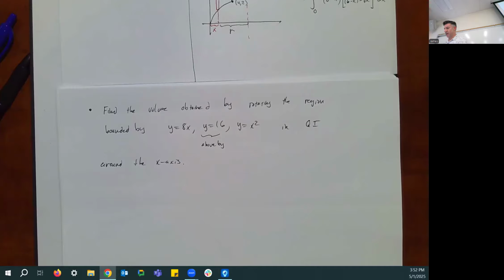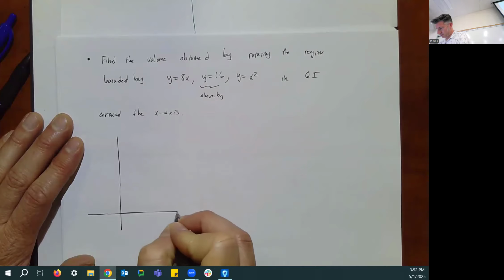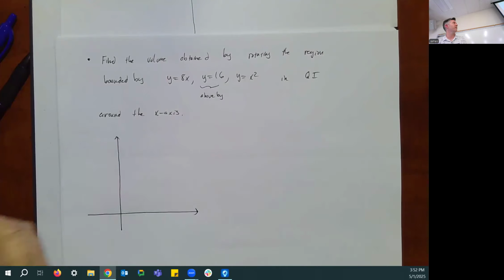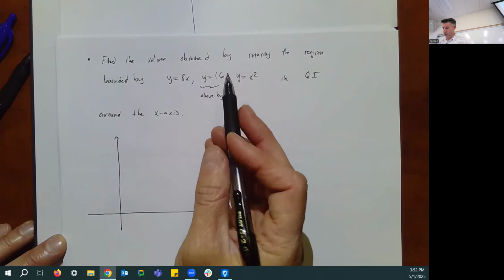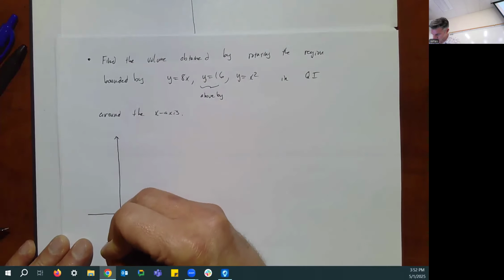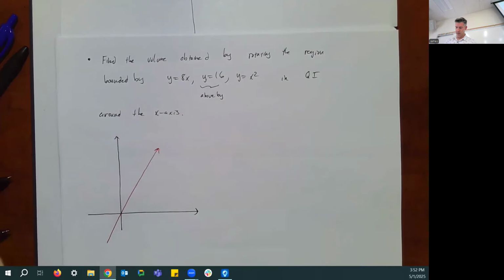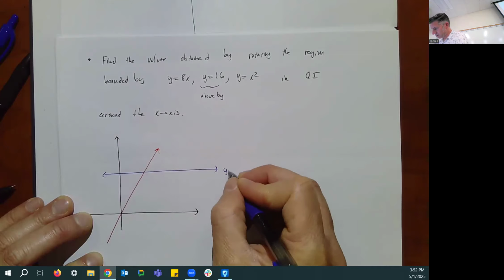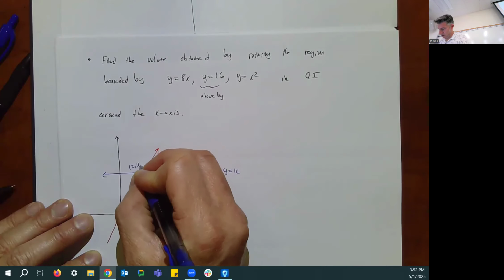Okay, so let's see if we can draw this thing carefully, I say to myself. So y equals 8x. When I start drawing this, I do start thinking about where things are going to intersect. Y equals 8x and y equals 16 are going to intersect when x is 2. So y equals 8x is going to look pretty steep. And y equals 16 is going to be somewhere up here. And the point of intersection should be the point (2, 16).